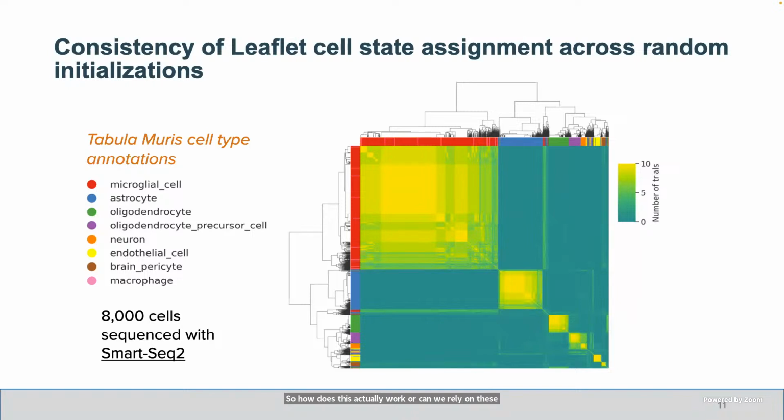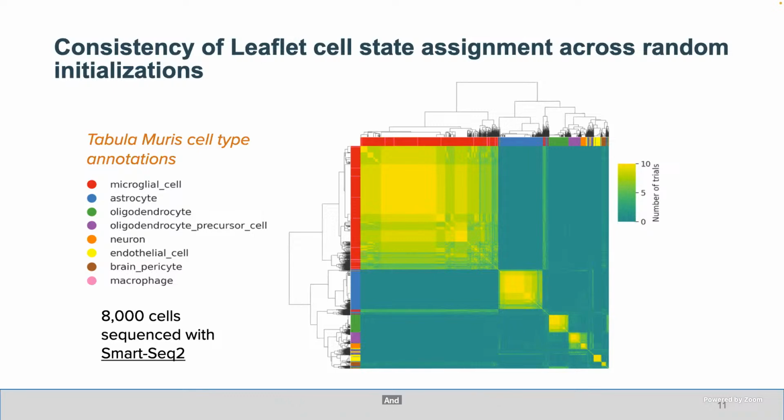To test that, we took 8,000 cells from the Tabula Muris atlas. These are brain cells from several different mice, sequenced with the SmartSeq2 platform. They have predefined annotated cell types, which are shown on the left. Then we ran Leaflet 10 times, randomly initializing the parameters each time, and got the cell state assignments it produced, and looked at how often cells were co-assigned together. Then, clustering all of that, we can see if pairs of cells were consistently assigned to the same cluster.